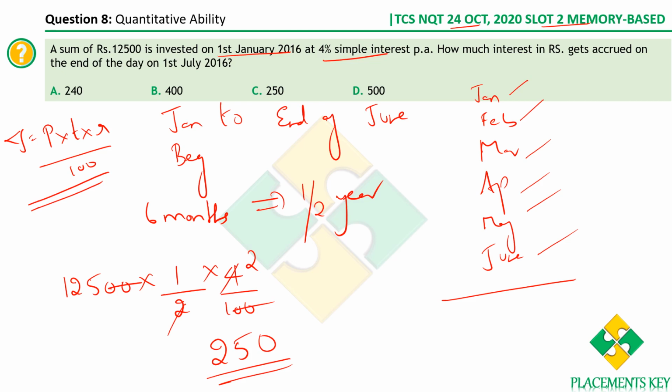If not the formula, you can also approach it directly, very easily. We realize that the time duration is half a year. For 1 year the rate of interest is 4%, so for half a year the rate of interest will be 2%. The interest is always calculated as a percentage of the principal. So the interest accrued is 2% of 12,500.